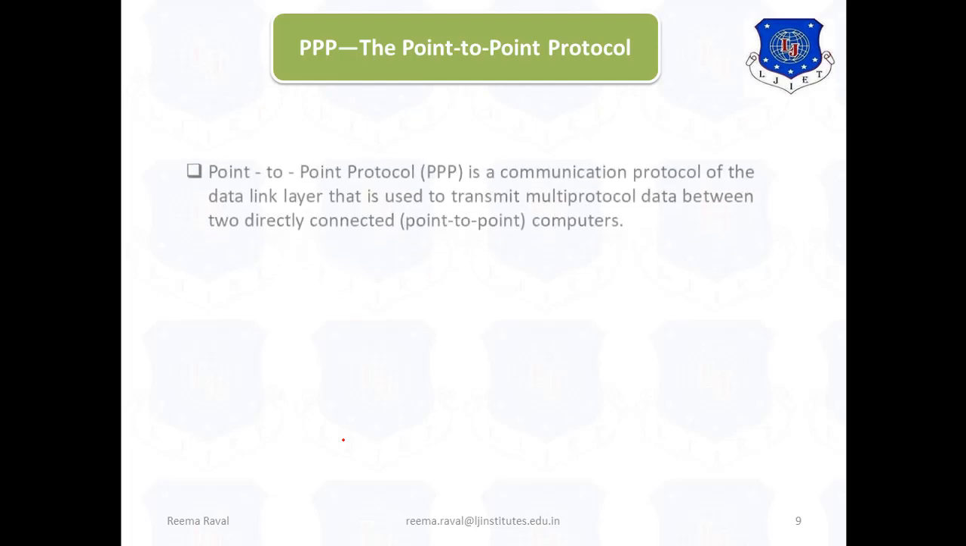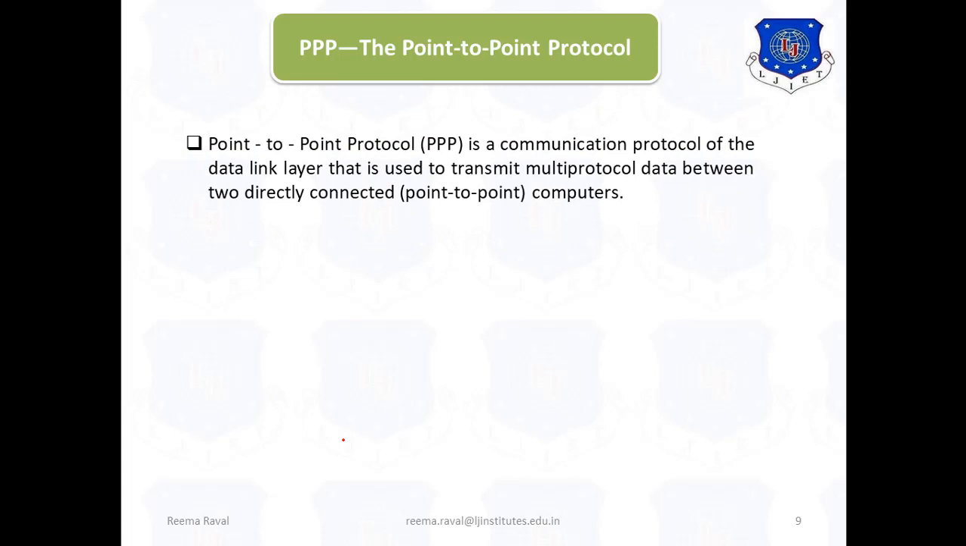Okay. Now next is PPP, that is Point-to-Point Protocol. Here the protocol starts with a line in the dead state and it will go up to the authenticate state. So we will see this later on. Point-to-Point Protocol is a communication protocol of the data link layer that is used to transmit multi-protocol data between 2 directly connected, that means point-to-point, computers.